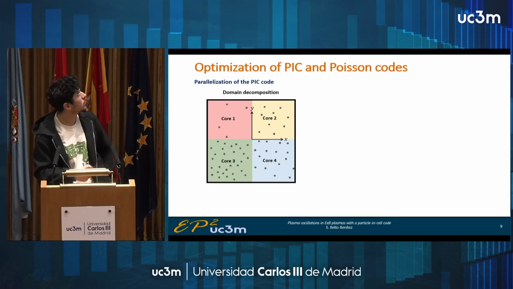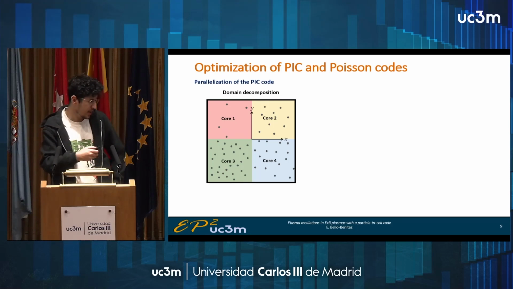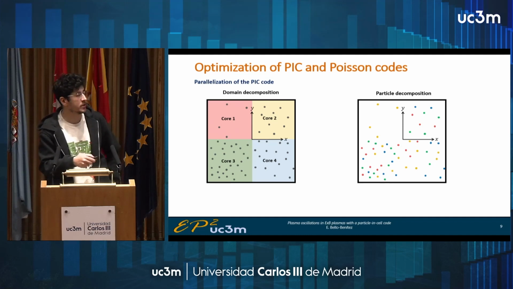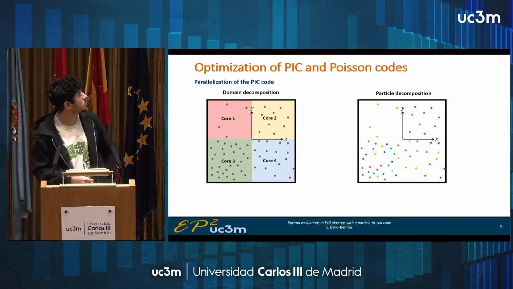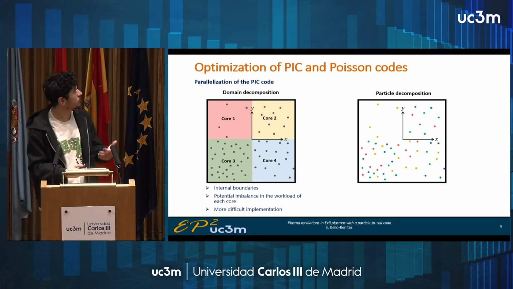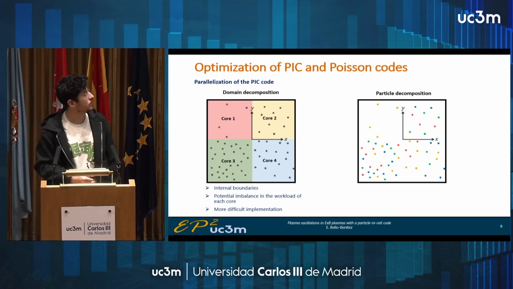We have what we call domain decomposition, in which each thread is in charge of part of the domain, and the particles that are in that region of the domain. And then we have what we call particle decomposition, in which we assign directly a number of particles to each of the threads in our system. In my opinion, particle decomposition is the way to go, because with domain decomposition, you have to deal with internal boundaries, you have a potential imbalance in the workload of each core, and also the implementation is generally more difficult. So we opted for particle decomposition.